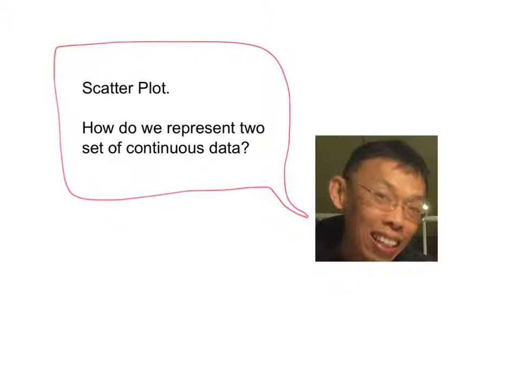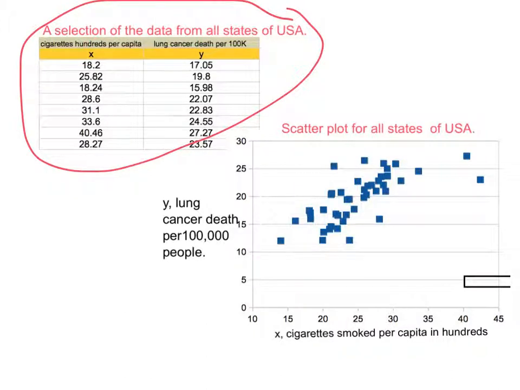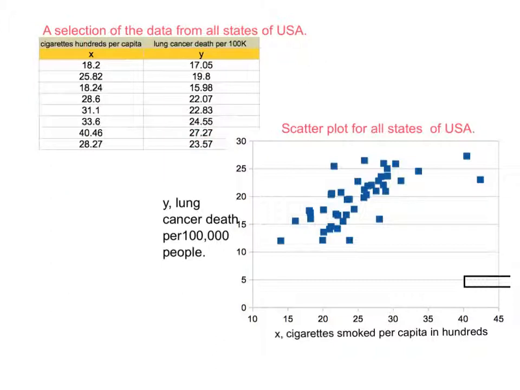Today we talk about scatter plot. Here the question is, how do we represent two sets of continuous data? Here I have a selection of data about cigarette consumption for all the states in USA. Now we look at how we can represent this set of data on XY plane.